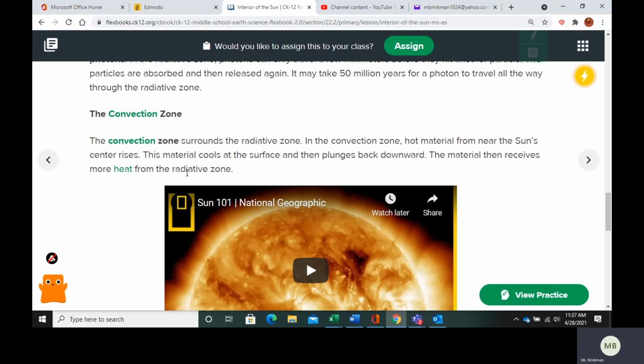The convection zone is the last zone. It surrounds the radiative zone. In the convection zone, we basically have convection going on. Hot material from near the sun's center rises. This material cools at the surface and then plunges back downward. So basically, it heats up, it rises, it cools down, it falls. That's what convection is.